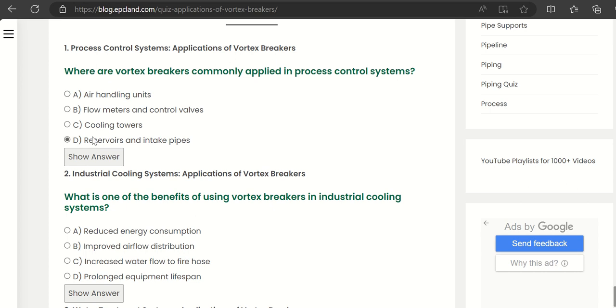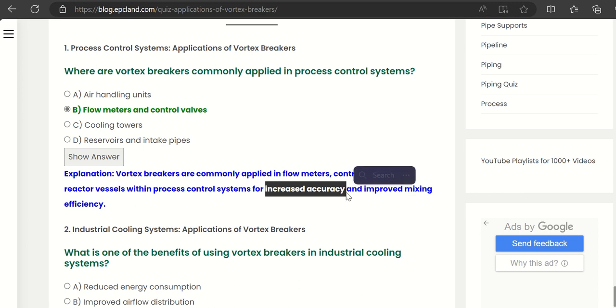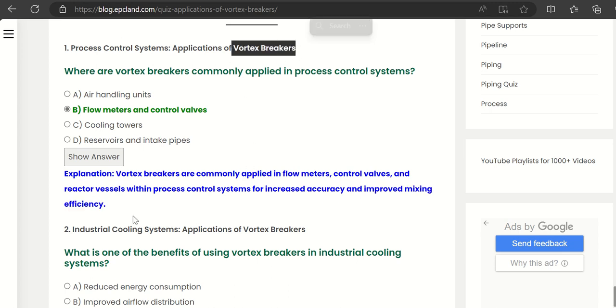Although we know we can utilize the vortex breaker in all these four sections, but when we are talking about the control system, I'm sure this should be the right answer. Yes, this is the right answer, and let us see what is the explanation. Vortex breakers are commonly applied in flow meters, control valves, and reactor sections within process control systems. Why we use it? Just to increase the accuracy and to improve the mixing efficiency. So this is how the process control systems are utilizing the vortex breakers.